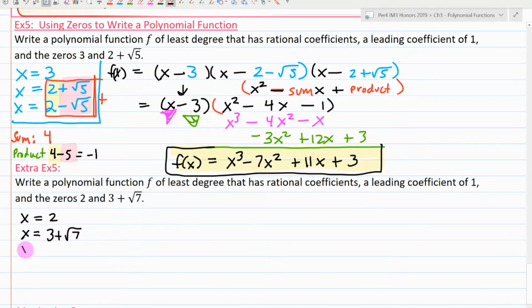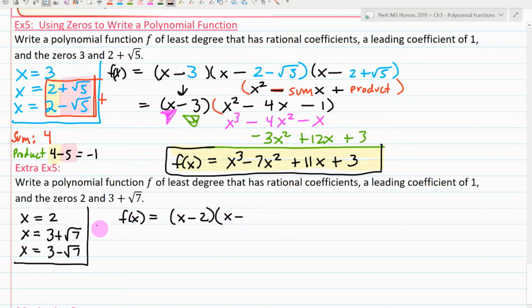And remember, you can't have a radical answer isolated, so you need the conjugate of that. So you change the middle sign only. And yes, I would like you guys to write these on the side. So for f of x, that equals x minus all of those. So x minus 2, x minus 3 plus radical 7. And I'm going to just leave it in the order that it's in. And x minus 3 minus radical 7.